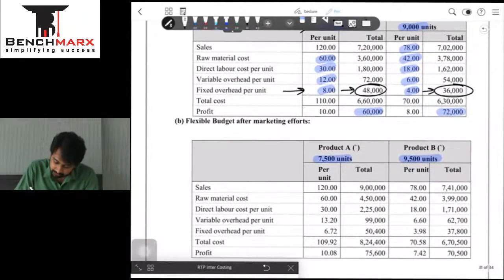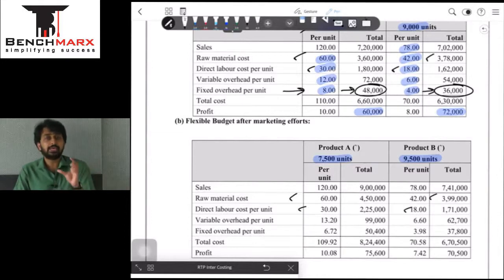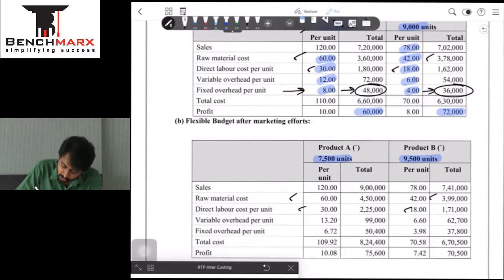So 60 has remained 60. So यहाँ भी अपना 60 है, यहाँ भी अपना 60 है, यहाँ भी अपना 42 है, यहाँ भी अपना 42 है. ठीक है, यहाँ भी 30 and 18, यहाँ भी 30 and 18. So they have clearly only increased the rates of variable overheads, not all variable overheads. ठीक है, this rate was 12, I'll add 10%. This rate was 6, I'll add 10%, that's 6.6 and 13.2. यहाँ तक कोई टेंशन नहीं है, ये अपना है easy.